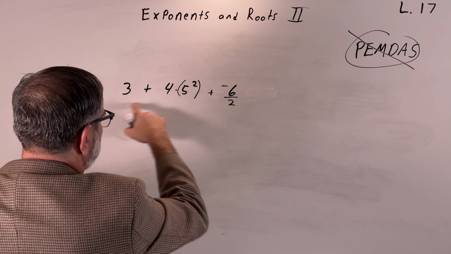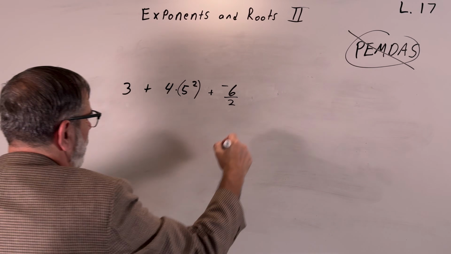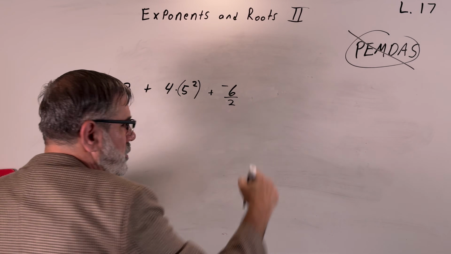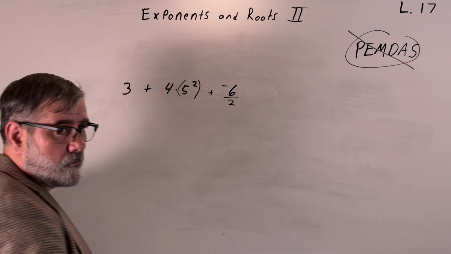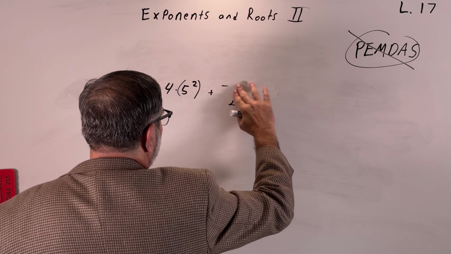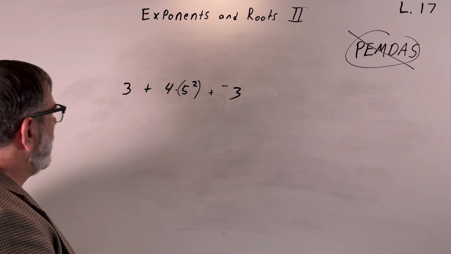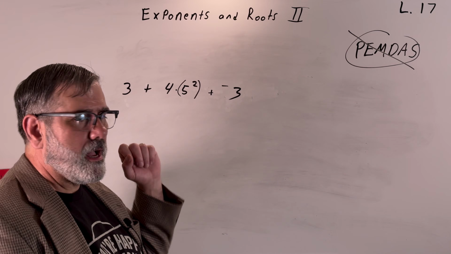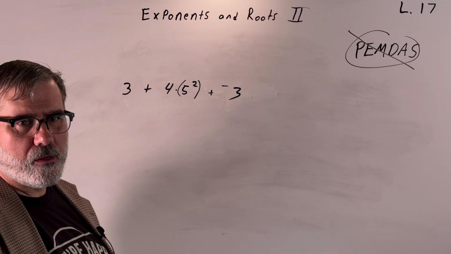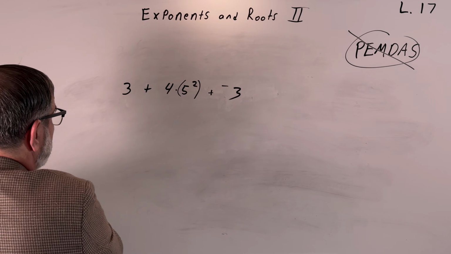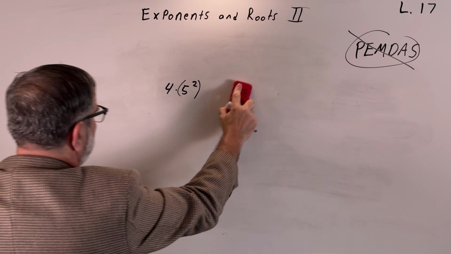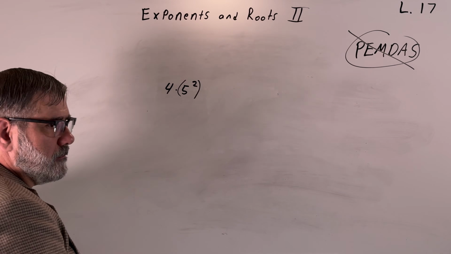So maybe we like to do this and this first, because what is minus 6 over 2? That's a grouping. Let's go ahead and do that. What is 6 over 2? 3. So that becomes a minus 3. So obviously that's what I want to do. I want to take the 3 and combine it with the negative 3, because that is 0. Good. So all I'm left with is 4 times 5 squared.